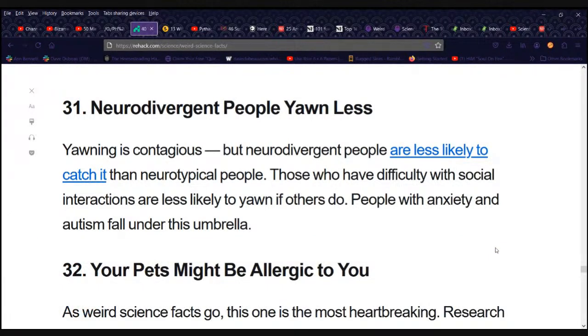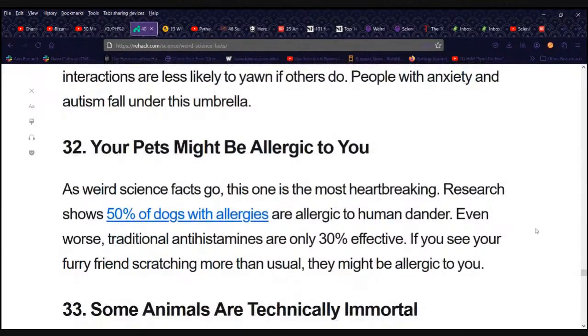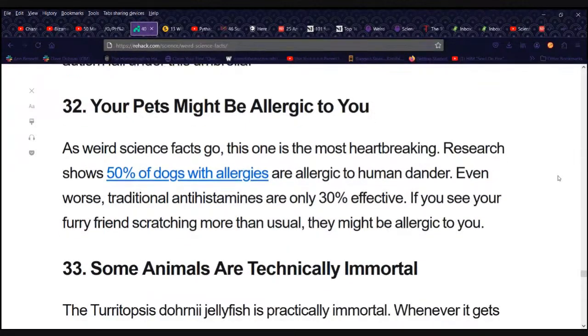This was a kind of wild and crazy one. Your pets might be allergic to you? I've heard the other way around, but 50% of dogs with allergies are allergic to human dander. And only 30% of the antihistamines are effective for them.